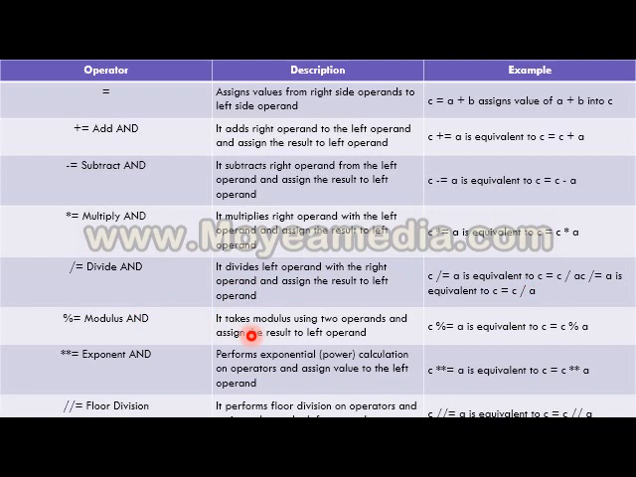Now the modulus AND operator. It takes modulus using two operands and assigns the result to the left operand. Like C modulus AND A is equivalent to C equals C modulus A. Similarly, in the same way, we can see how exponent AND works. It performs exponential calculation on operators and assigns the value to the left operand. Like C exponent AND A is equivalent to C equals C exponent A.